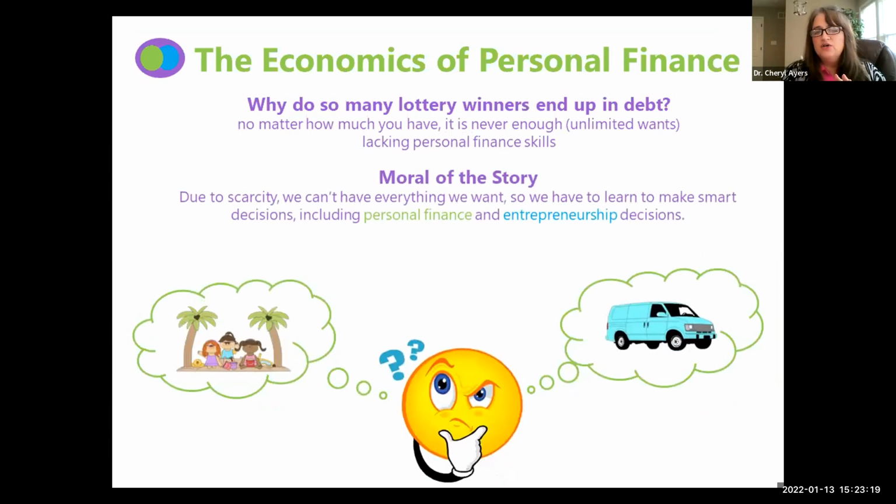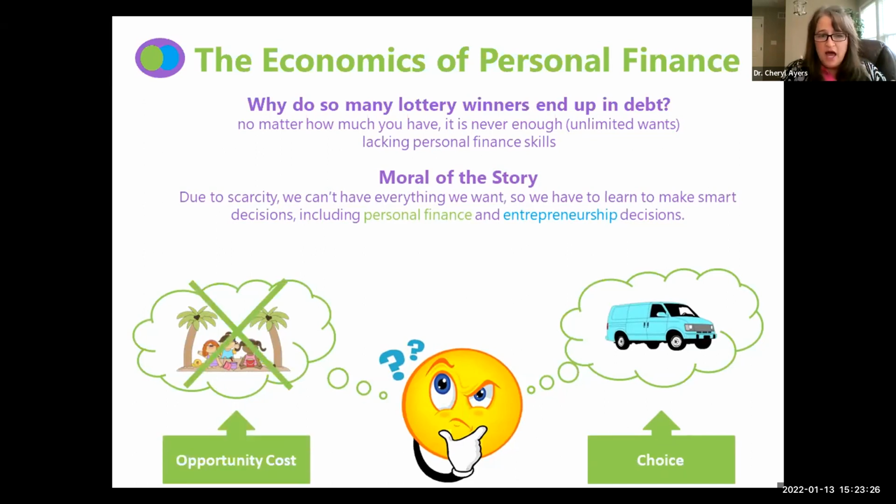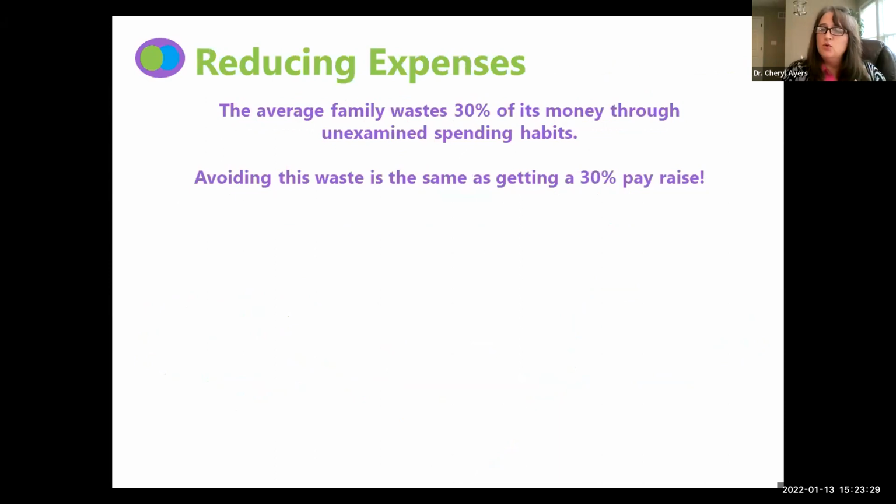So this slide here is a good reminder of every time you make a choice. So you spend your money on buying a new used vehicle, it costs you the opportunity to go on vacation. This is a wonderful slide on thinking about unexamined spending habits, which the average family wastes about 30% of its income by just not really knowing where the money's going month after month. And if you can get control of it, it is the same as giving yourself a 30% pay raise. So think about it. If you're able to be a little bit smart, not you per se, but I'm saying your students, us in general, about where you're spending your money on a daily basis, like that Starbucks coffee, if you can get control over that 30% of wasteful spending, you've just increased your salary by 30%.